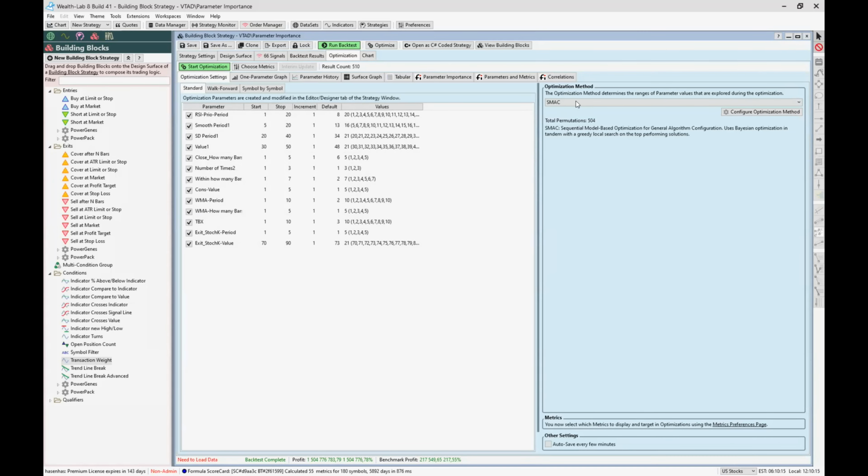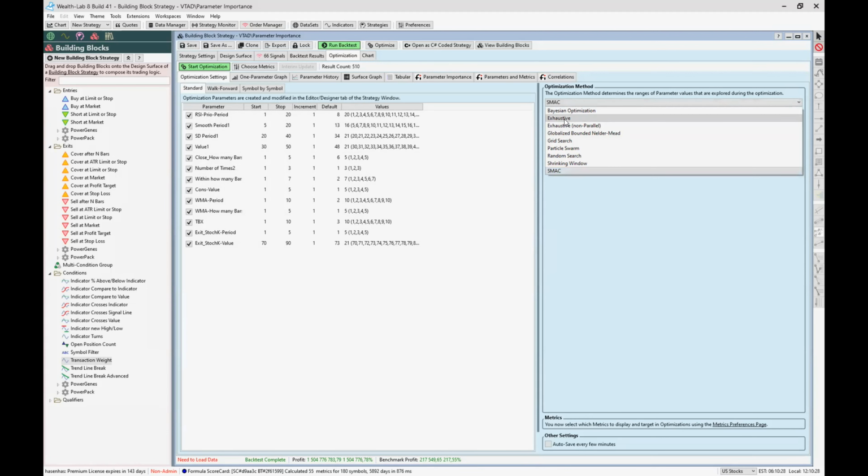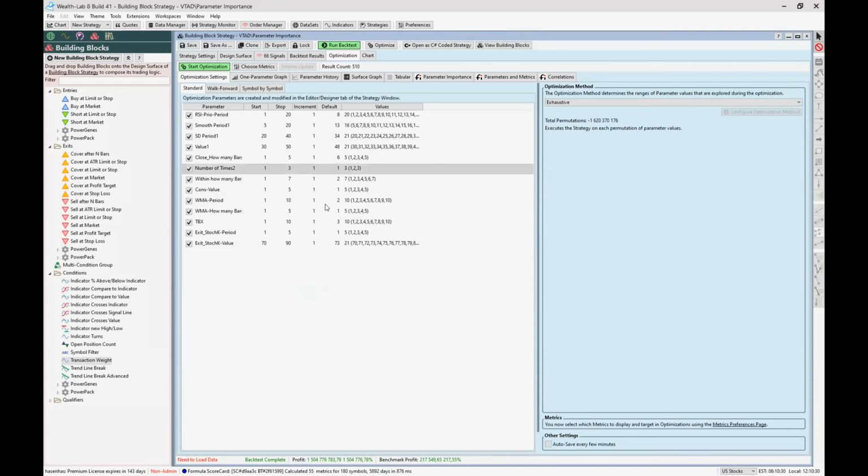to find the best results of all these settings here. So there are many different optimization methods in WealthLab. There are so-called intelligent optimization methods and non-intelligent. If you're doing exhaustive, that means you're doing all of the things here. But you can see here the permutations. I think the computer does not work with this. It's more than a billion here. So it's not really practical.